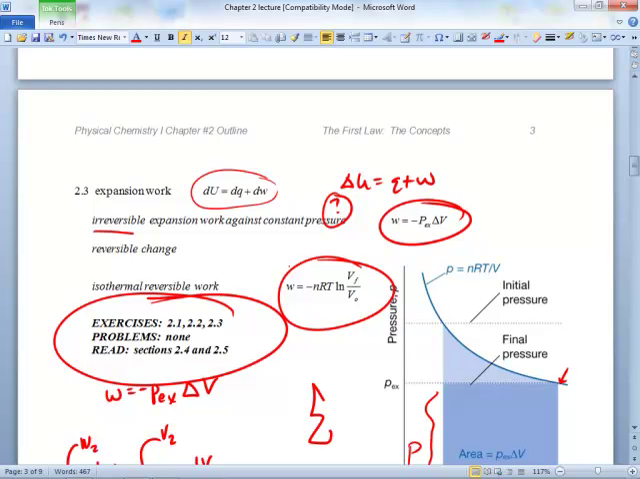Did it say irreversible? Yeah. Well, you can have an external pressure on the reversible one too. Yeah. But you could have a... Isn't it reversible because the external pressure is equal to the internal pressure?